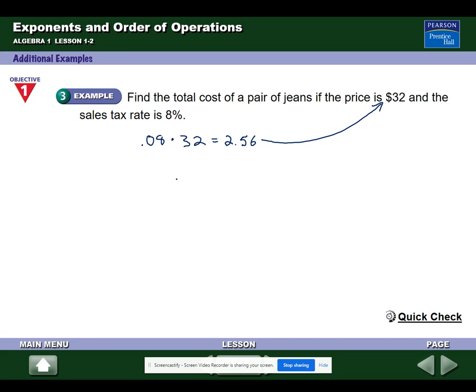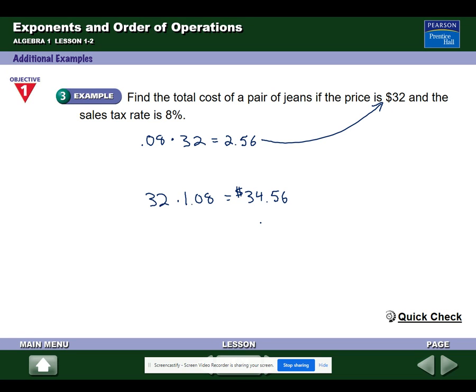So what we would do instead, rather than doing this step and then adding it, which is 2 steps total, so doing this step to get 256, add it to 32, what we want to do is just take the 32 and multiply it by 108%, which is 1.08. You multiply 32 by 1.08, you will get 34.56. And we were able to do that in one step instead of 2.